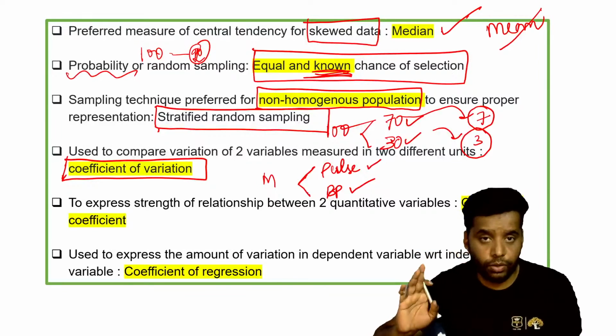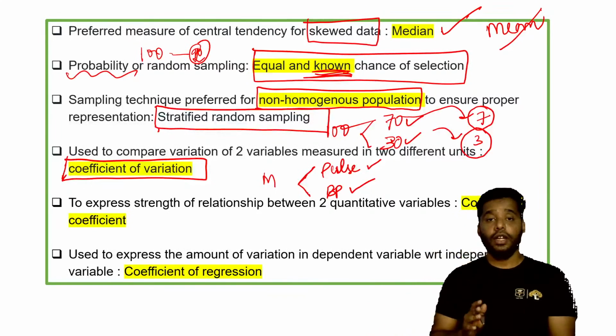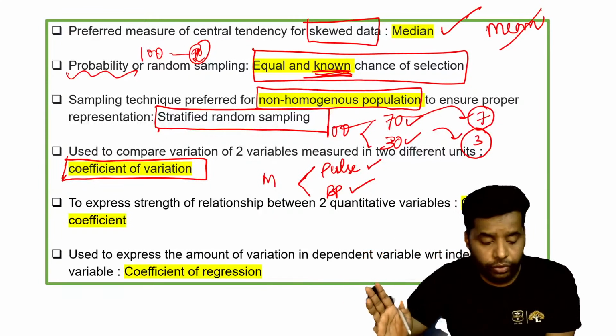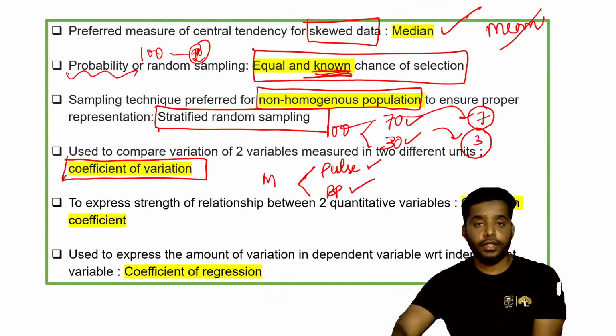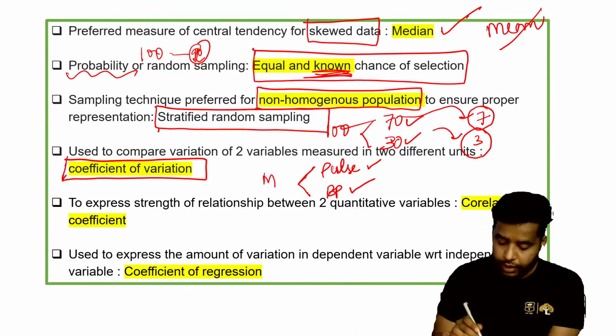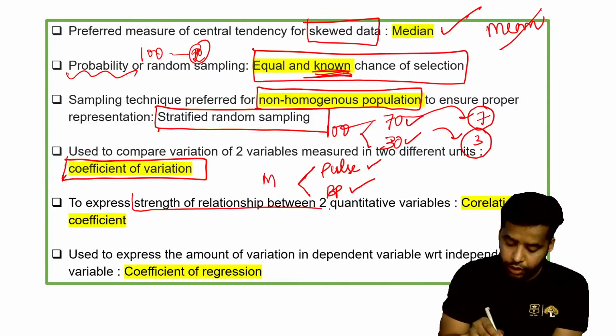In such a situation, what is used for comparing the variation? Don't make a mistake, this question is repeatedly asked. The answer is coefficient of variation. Coefficient of variation is used to compare the amount of variation. Next, relationship between two quantitative variables.